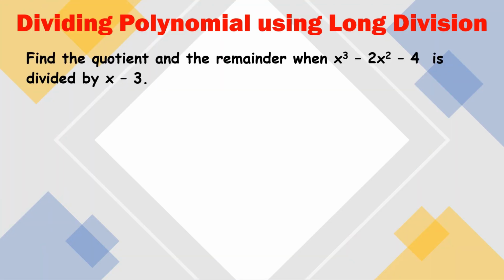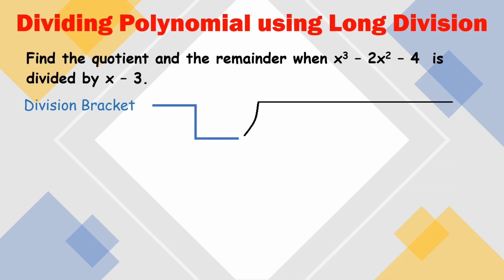How do we divide polynomials using long division? Suppose you want to find the quotient and the remainder when x cubed minus 2x squared minus 4 is divided by x minus 3. We're going to divide this almost the same way as we did with our whole numbers. We use our division bracket, and we put the dividend inside, then the divisor outside.